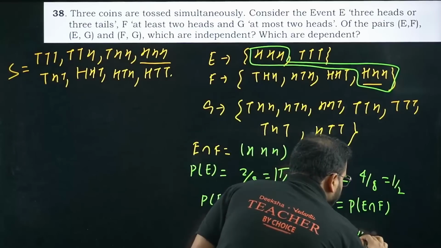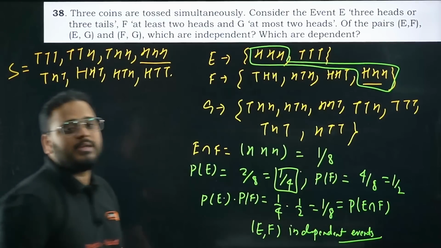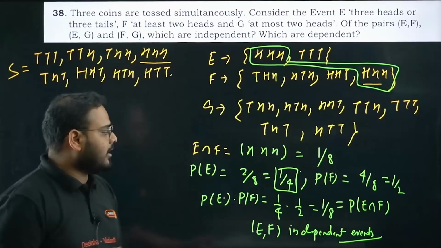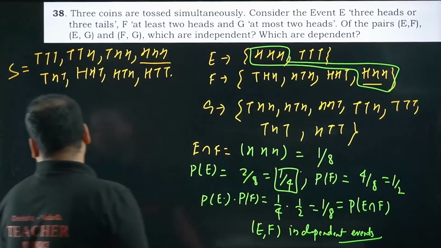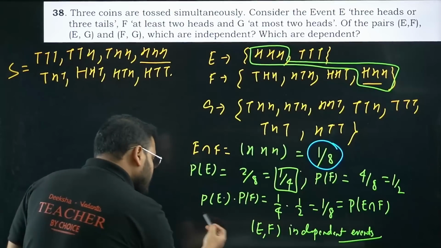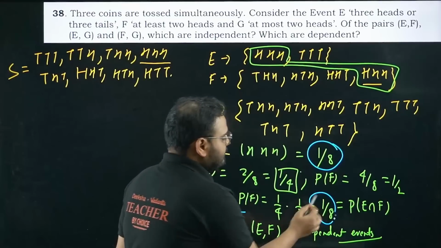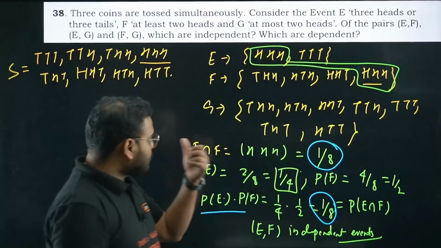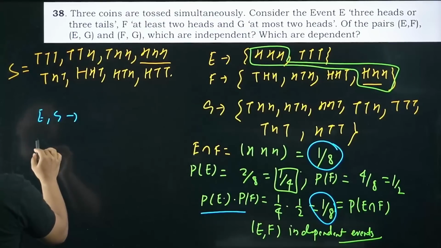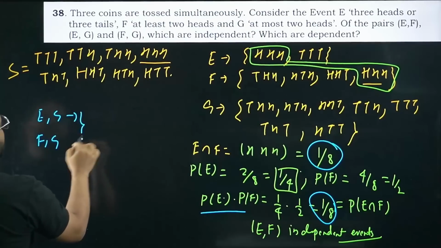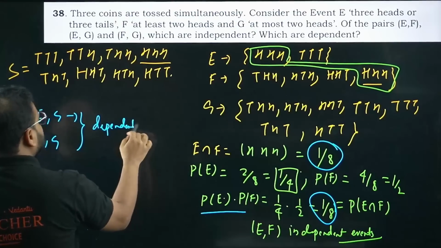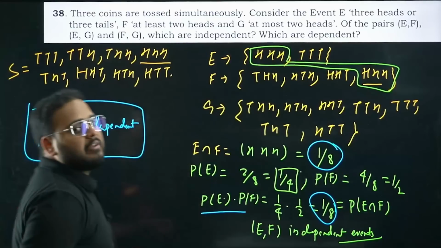So E and F combination will give you independent events, because P(E intersection F) is coming as 1 by 8, whereas P(E) into P(F) is also coming as 1 by 8. Makes sense? If you take the other combinations, E with G or F with G, try it out from your side. It'll be dependent. You will not get this condition verified. Please check from your side.